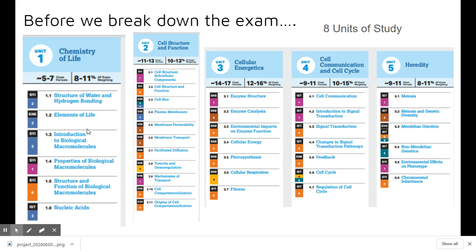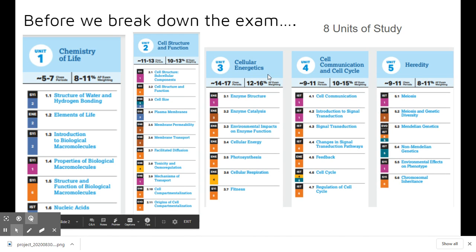Moving on to unit 2, we'll be exploring cell structure and function. That's between 10 and 13% of the exam questions. Really, the cell is the basic unit of life, and we're going to be exploring it more deeply so that you have this foundational knowledge of cell biology and a solid understanding of the origin and function of organelles within the cell.